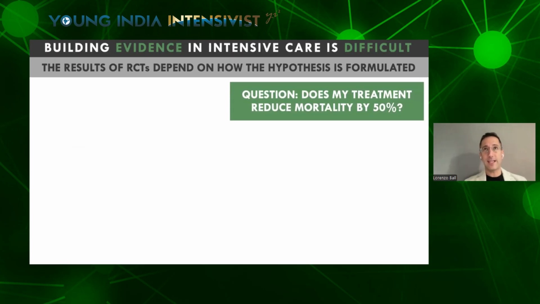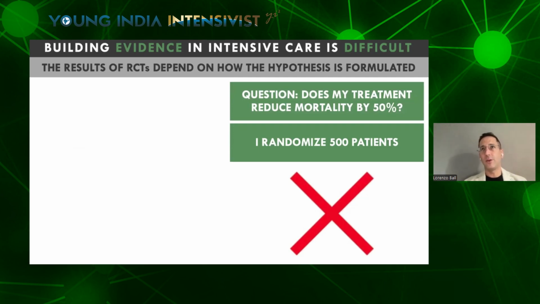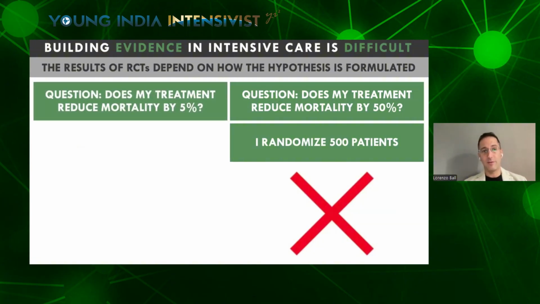For example, if I ask myself whether a specific way of ventilating a patient is able to reduce the mortality by 50%, I might get the answer that if I randomize 500 patients, I get no as an answer. Why so? Probably because any treatment in the ICU is not really expected to reduce mortality by 50%. We would, in many cases, be happy of having a treatment that reduces mortality by 5%.